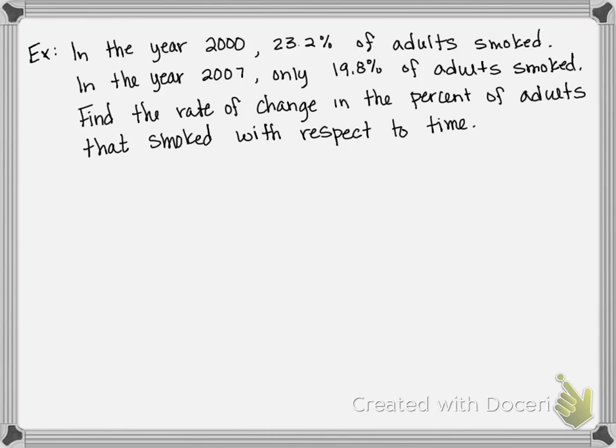But again, in the wording, we can also see it. So the thing that's changing, so rate of change in, so whatever is changing, the percent of adults, that's our Y value. And then whatever it is changing with respect to, that's your X value. So it's changing with respect to time. So that's going to be my X value.